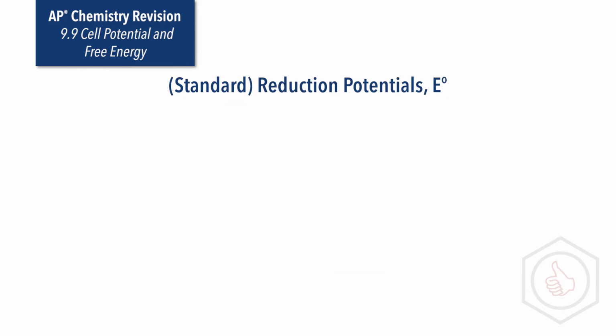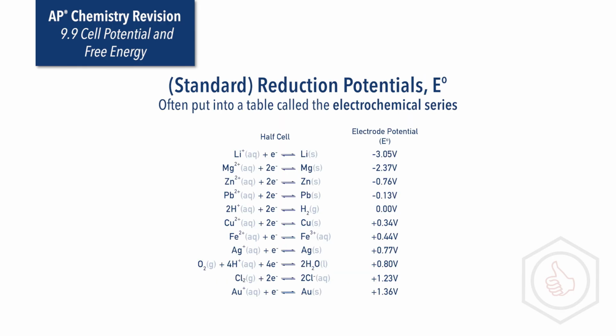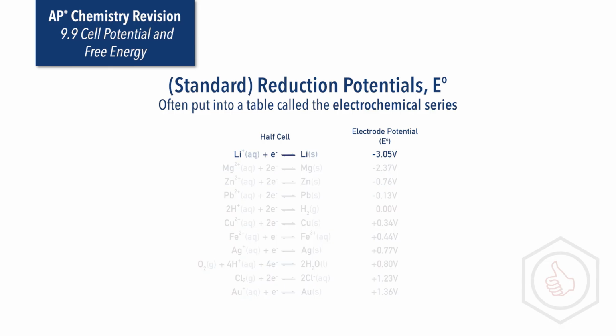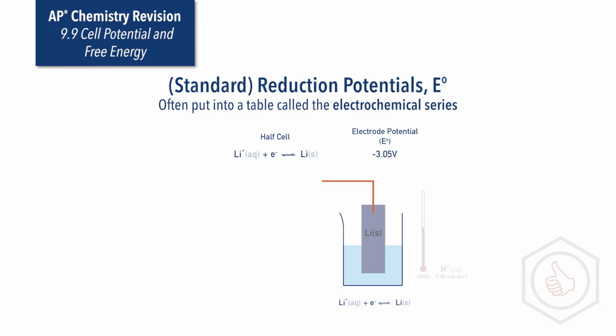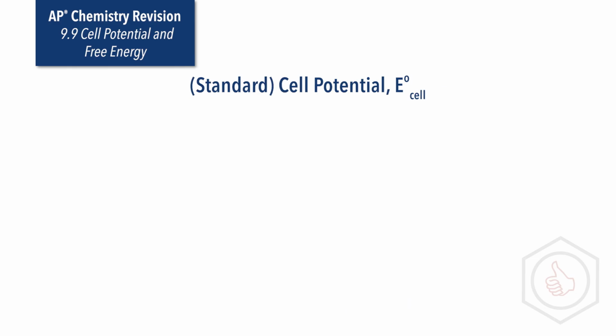Reduction potentials are often put into a table called the electrochemical series. So for example, an electrode potential of minus 3.05 volts for a lithium half cell means when a lithium half cell is connected to a standard hydrogen electrode, the potential difference measured is minus 3.05 volts. Standard cell potential, E cell, is the overall potential difference produced by a voltaic cell under standard conditions.